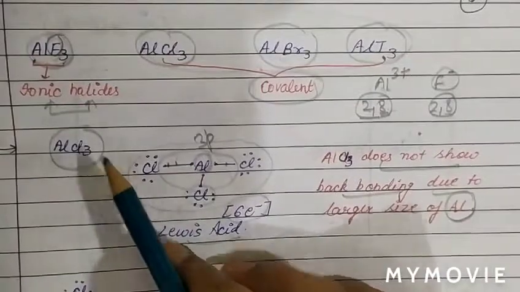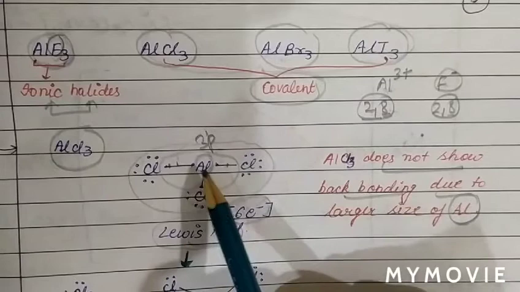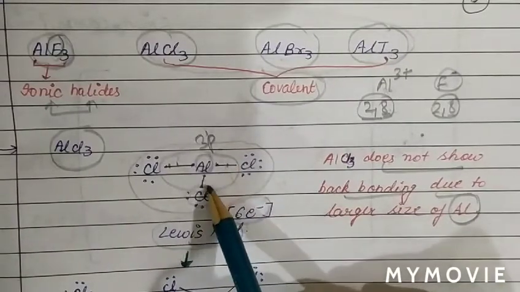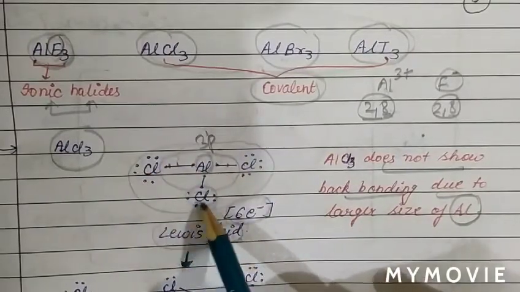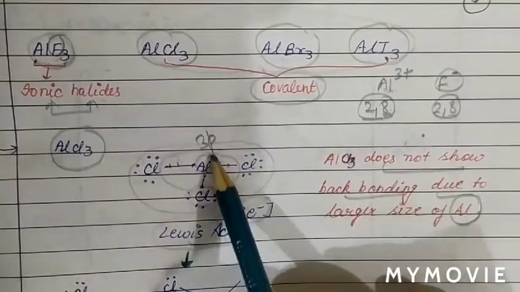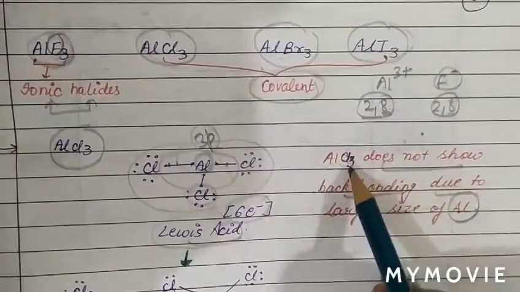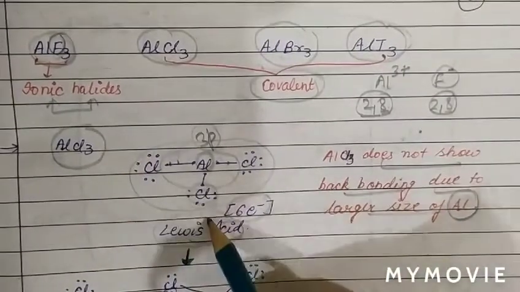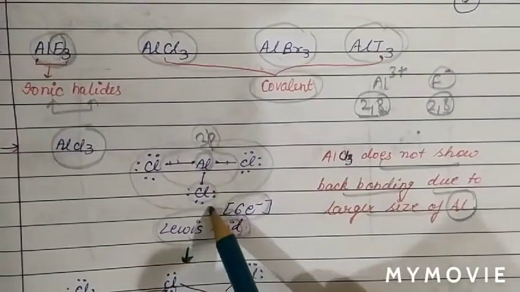So we can say AlCl3 is a Lewis acid having 6 electrons, but the electron deficiency of aluminium is not completed by back bonding, because AlCl3 does not show back bonding. Why does AlCl3 not show back bonding? Due to the large size of aluminium, because aluminium belongs to the 3p orbital. So how will the electron deficiency of AlCl3 be completed?